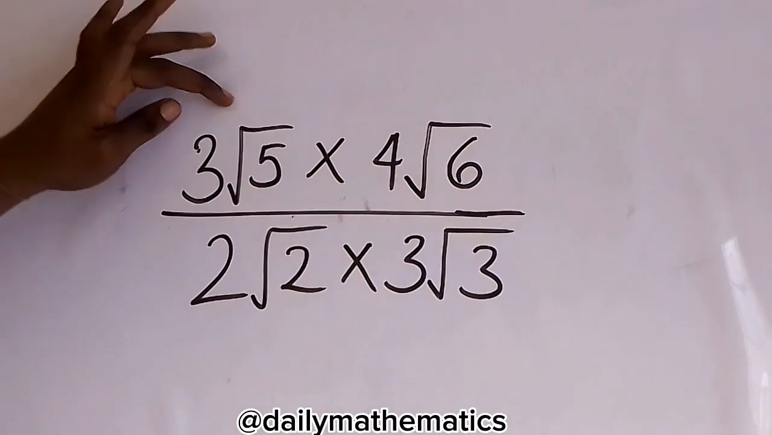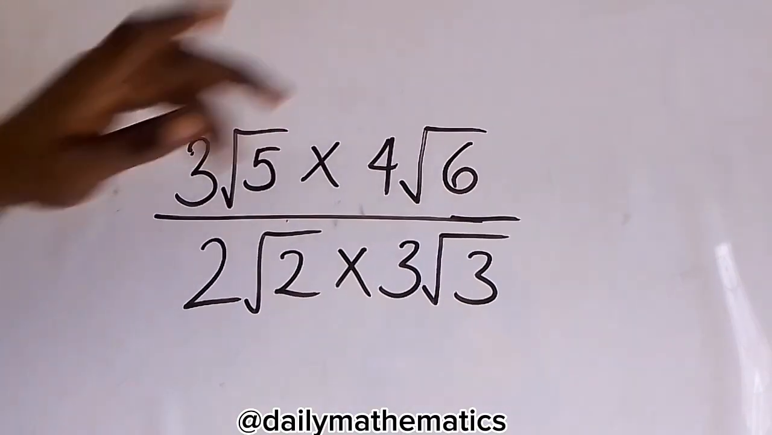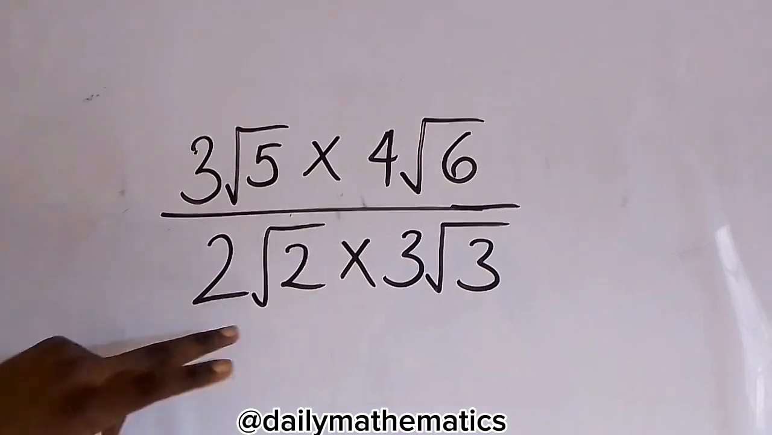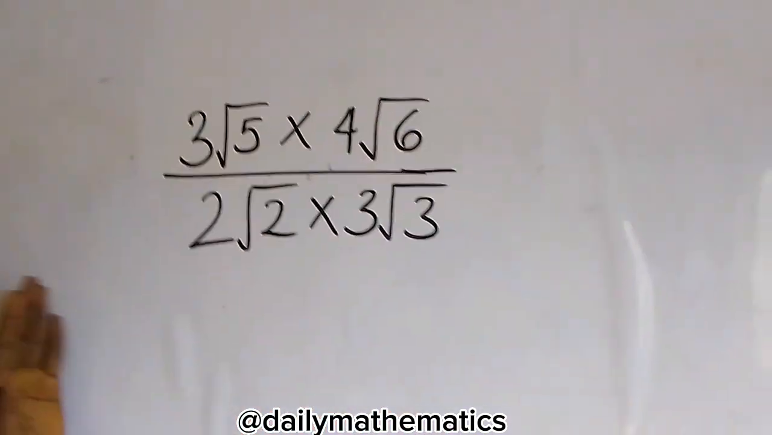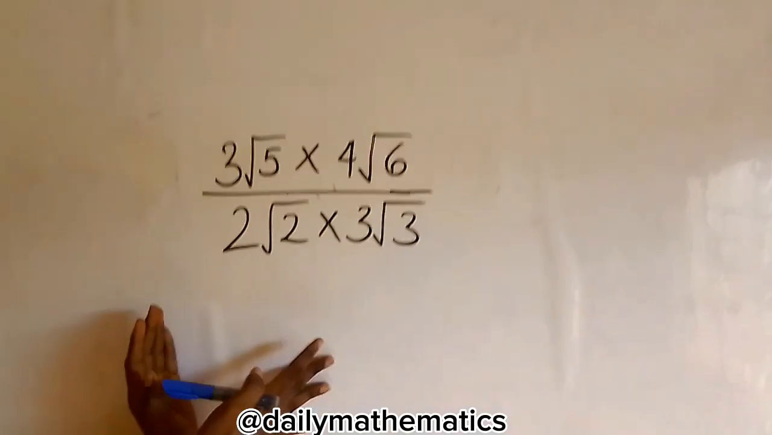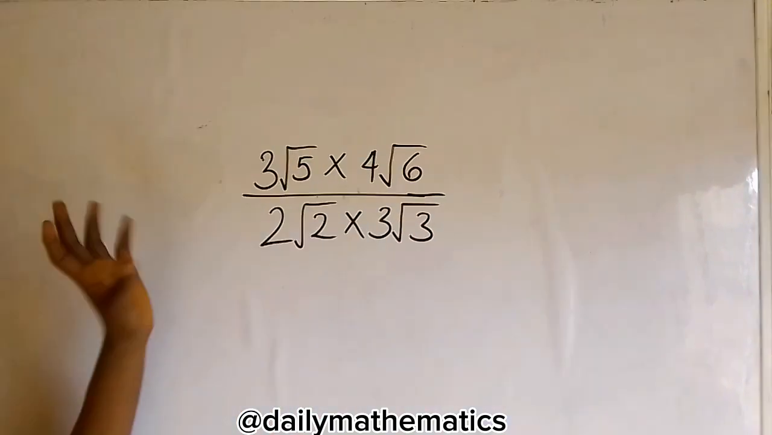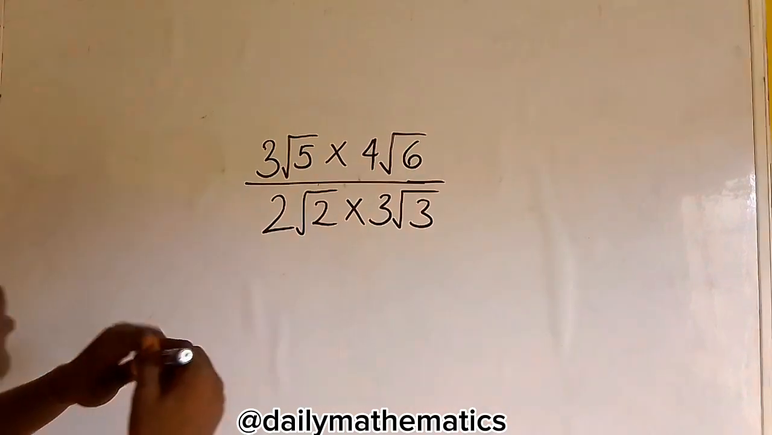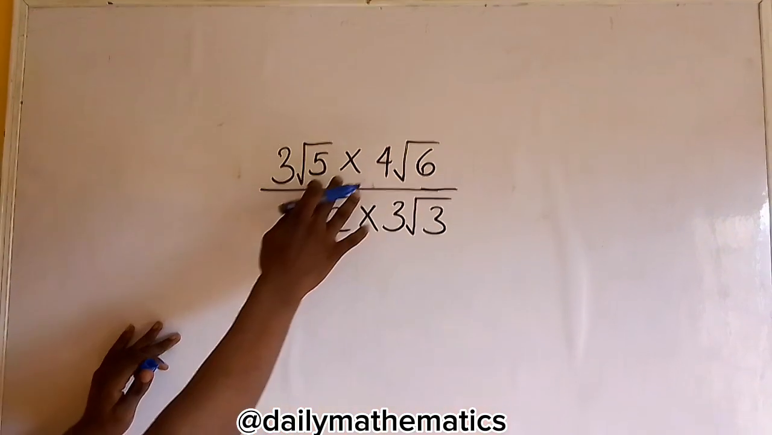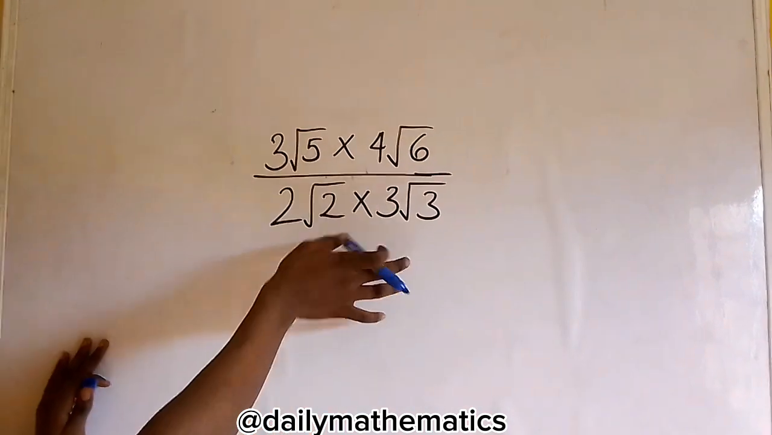3 root 5 times 4 root 6 divided by 2 root 2 times 3 root 3. Hello there, we want to solve this surds question. So here we have 3 root 5 times 4 root 6 over 2 root 2 times 3 root 3.